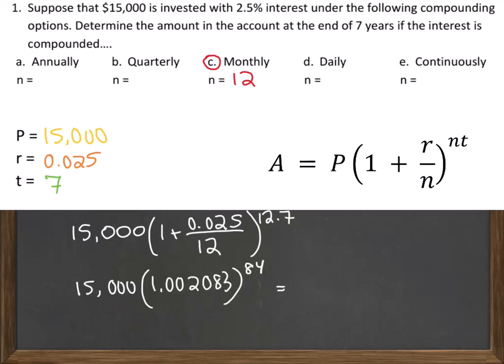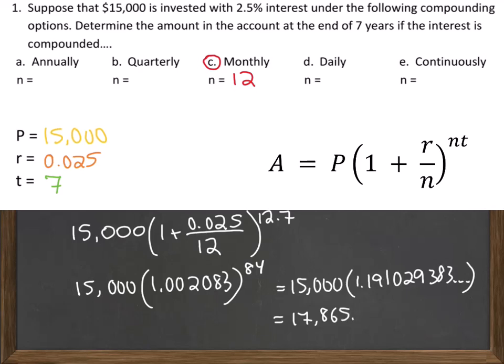So first we simplify the expression inside the parentheses, and we get what you can see here. Okay, then we have to raise that number to the 84th power. So we have 15,000 times about 1.191029383, and so on. Okay? So when I type that into a calculator, I get $17,865.44.